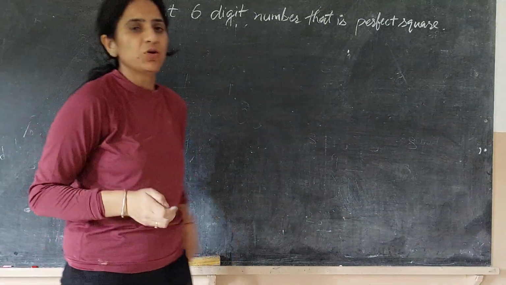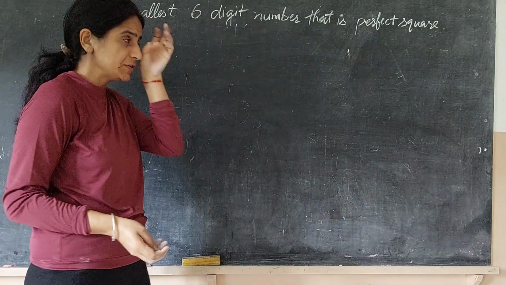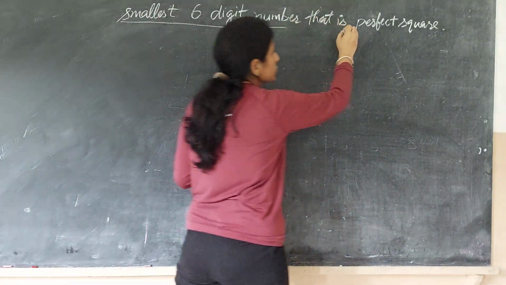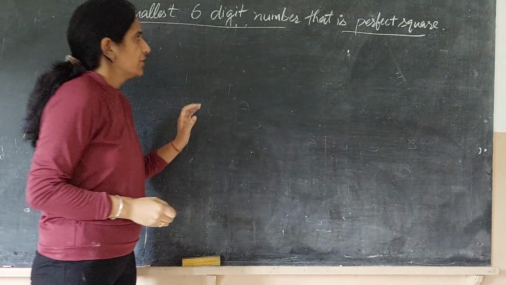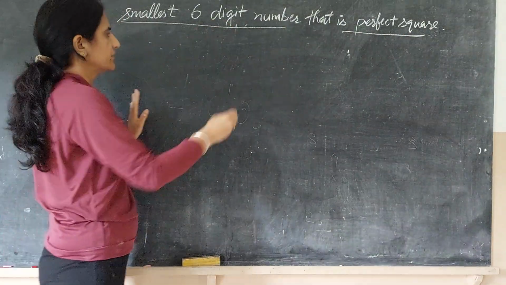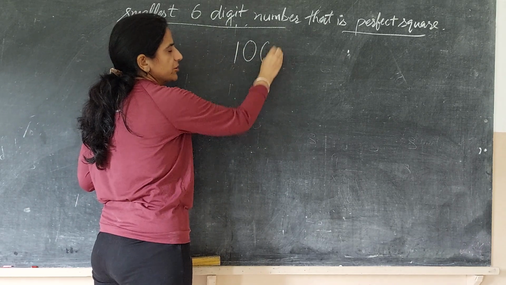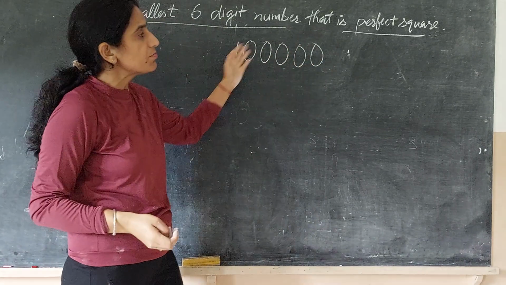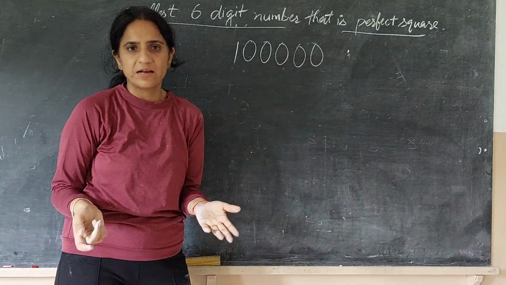So we have to find out the smallest 6-digit number that is a perfect square. We have two conditions: it should be the smallest 6-digit number, and it should be a perfect square. The most eligible candidate here is this number, because it's the smallest 6-digit number. If it is a perfect square also, then we'll get our answer, no?